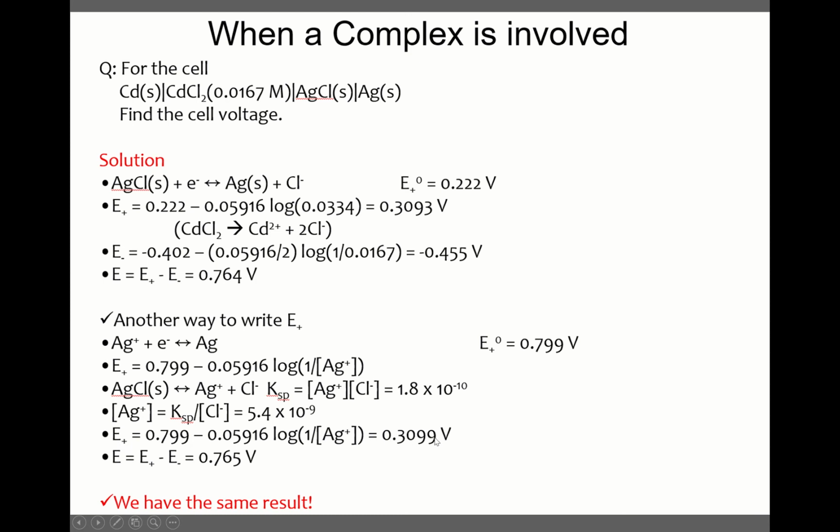This is almost identical, and then we get the same cell potential, here 0.765 volt. The difference of 1 millivolt can be neglected, because that small discrepancy arises from the uncertainty in KSP. Anyway, we have the same result.